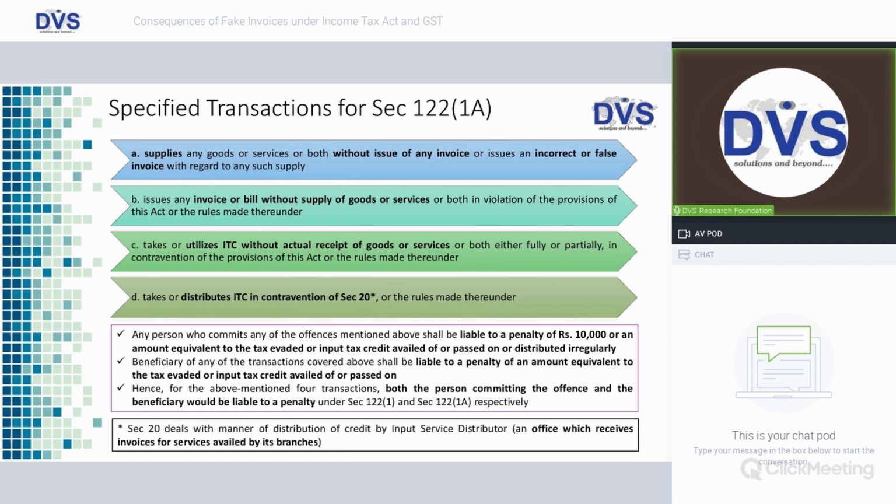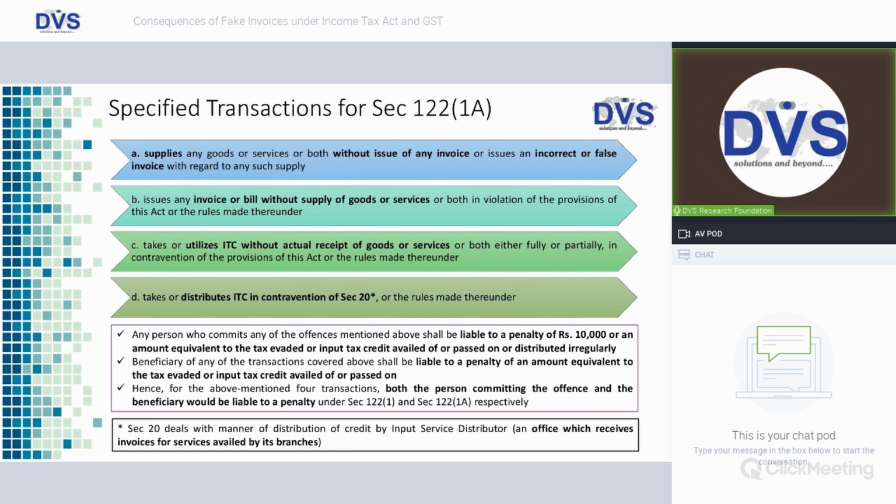So in these four circumstances, even the person who has received the benefit of such a transaction, the beneficiary, would also be made to pay the penalty. Any person who commits any offense mentioned above shall be liable to pay a penalty of rupees 10,000 or an amount equivalent to the tax evaded or ITC availed, passed on or distributed irregularly. The beneficiary of any of the transactions covered above shall be liable to pay a penalty of an amount equivalent to the tax evaded or input tax credit availed or passed on.